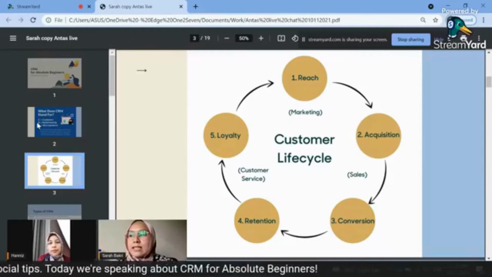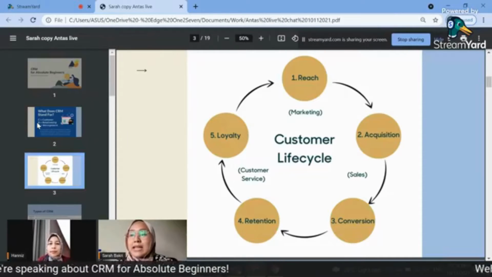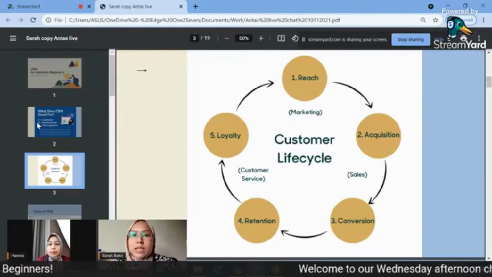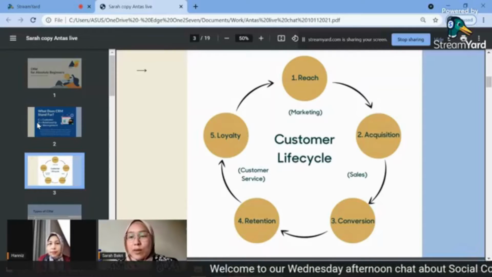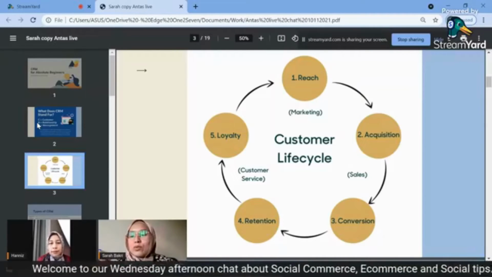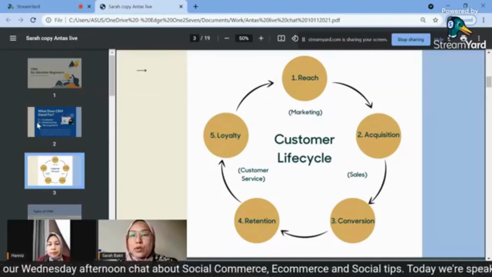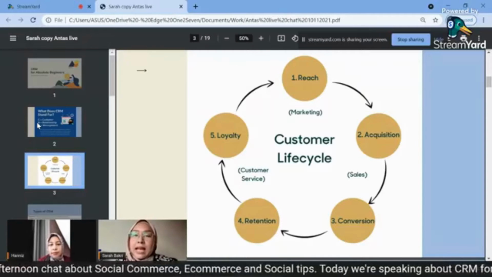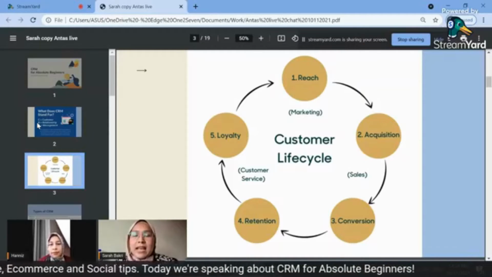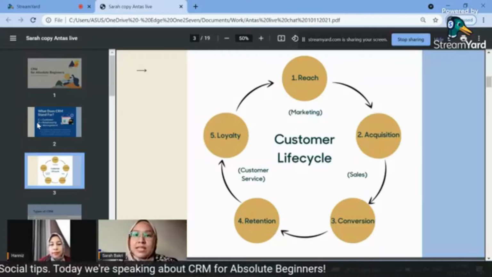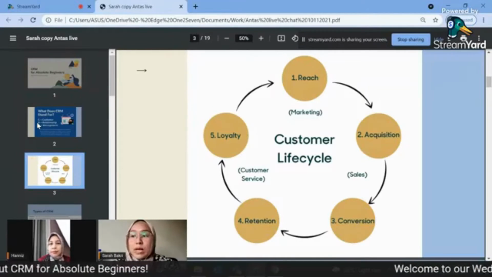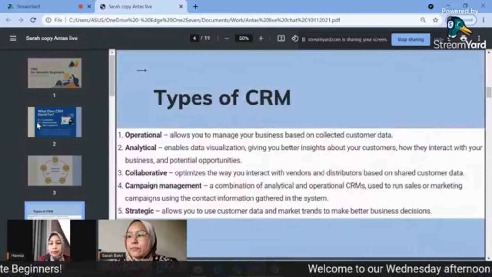So if we look at the customer life cycle, as you can see here, it is a cycle and there are different stages. Now, depending on which stage your customer is at on their journey, you would have to approach them differently. You would have to communicate with them differently, and also their needs and wants are different. And a CRM software would help you automate and personalize the messages and the contact points so you could meet your customers where they are.